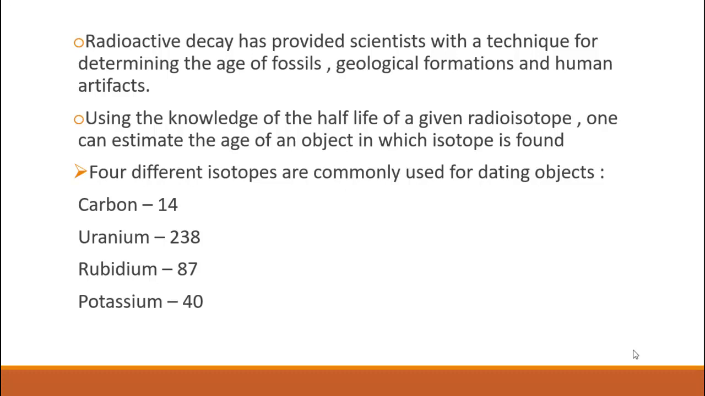But rocks and minerals that are up to billions of years old can be dated by using radioisotopes with long half-lives, such as potassium-40, whose half-life equals 1.25 billion years. Uranium-238, the half-life is equal to 4.5 billion years. And rubidium-87, the half-life equals 48 billion years. So we use carbon dating for organisms and objects containing carbon, but rocks and minerals that are up to billions of years old are dated by using the other isotopes like uranium, rubidium, and potassium.